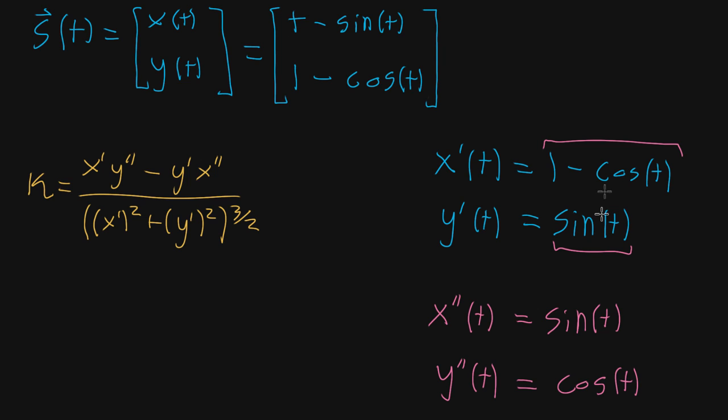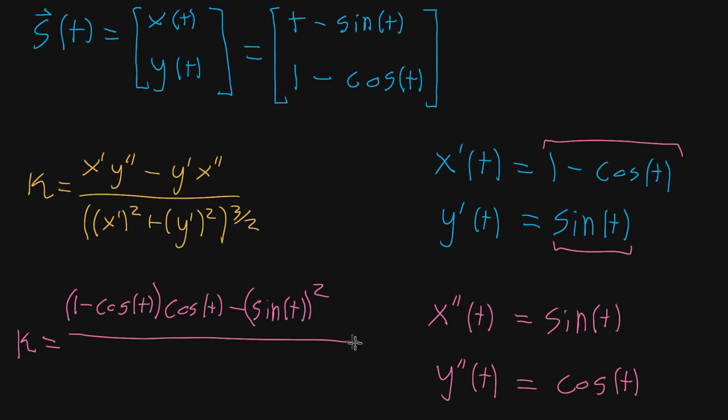And then y double prime is just the derivative of sine here, so that's just going to be cosine of t. So now, when we just plug those four values in for kappa, for our curvature, what we get is x prime was 1 minus cosine of t, multiplied by y double prime, which is cosine of t. We subtract off from that y prime, which is sine of t, multiplied by x double prime. So x double prime is also sine of t, so I could just say sine of t squared.